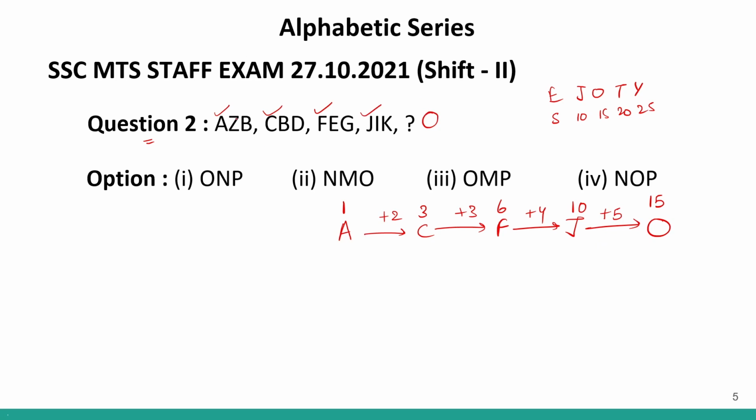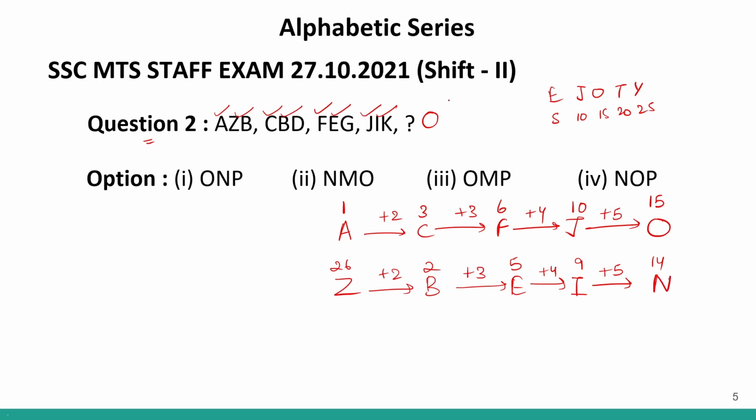Moving on to the next one. Z, B, E and I. Z is 26, B is 2, E is 5 and I is 9. So 26 to 2 is going 2 positions forward, B to E is 3 positions forward, E to I is 4 positions forward. Now I will go 5 positions forward, which gives me 14, and at the 14th position we have N. So the next element will be N.